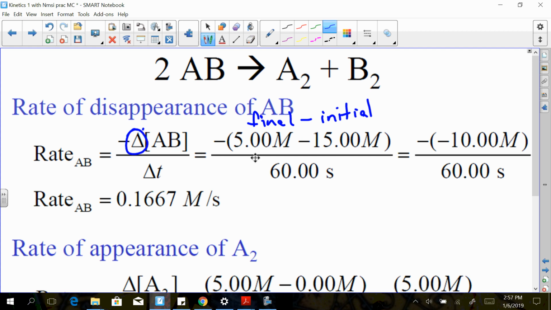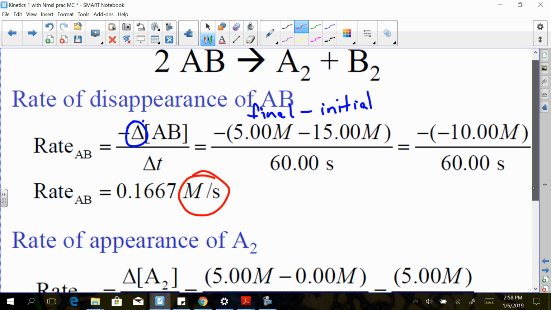And so our final concentration is 5 molar. Our initial concentration is 15 molar. Our change in time is 60 seconds. And so when you subtract that, you get 10 over 60. And when you do the math, you get 0.1667. Now, if you didn't remember that it's disappearing, you would come up with a negative answer, change it to a positive, and you're good to go. The units are important. The units are molarity per second, or molarity for whatever unit of time they give you in the problem. But the units are important on these.